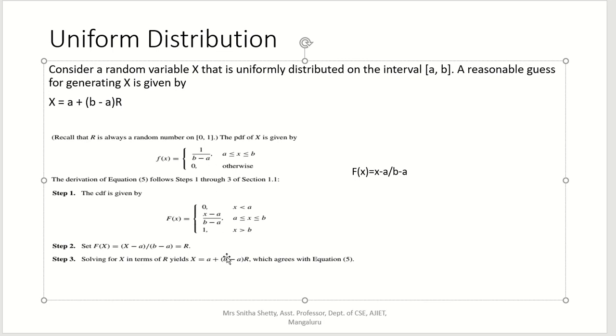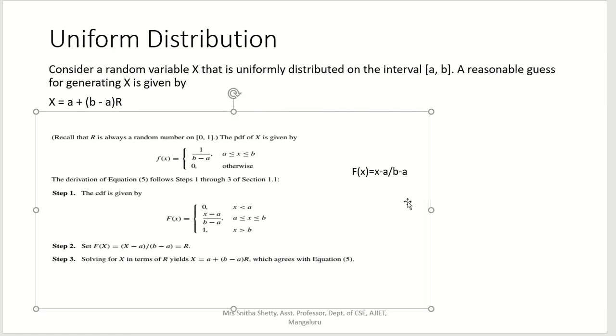Here also it is the same thing. If they give R1, you can generate X1. If they give R2, you can generate X2. If they give R3, you can generate X3. If they give Rn, you can generate Xn. So this is very simple. This is about the uniform distribution.